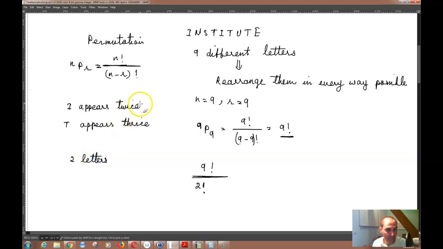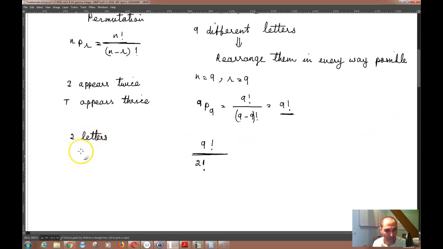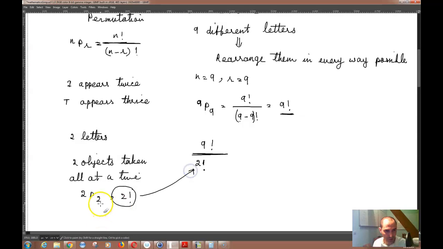And if you want to calculate the permutation of 2 letters taken 2 at a time, meaning that you have 2 objects taken all at a time, that would be 2 permutation 2, which is 2 factorial, right? So that's the 2 factorial I have written over here.